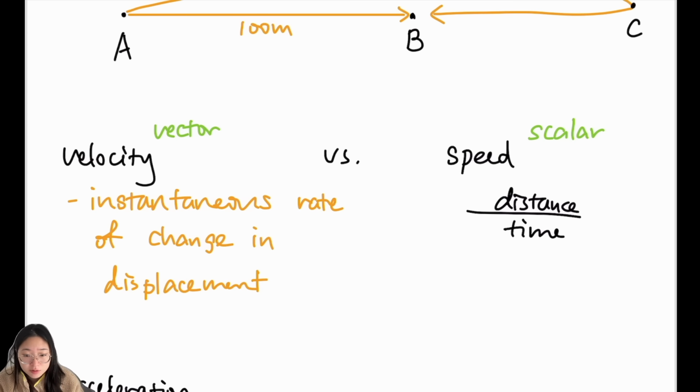So that's not what we do in velocity in AP Physics 1. We usually only talk about the instantaneous rate rather than the average rate. So how you're going to calculate the velocity is by taking the change in the displacement and dividing by the amount of time it takes to travel that displacement. And later, I will talk about how to find the velocity on the position versus time graph.